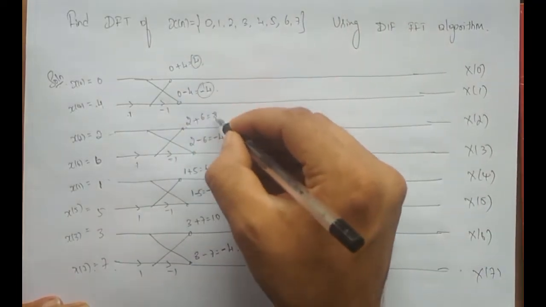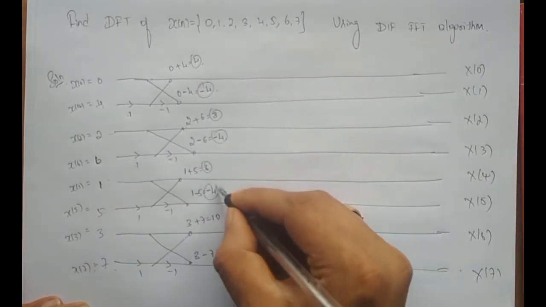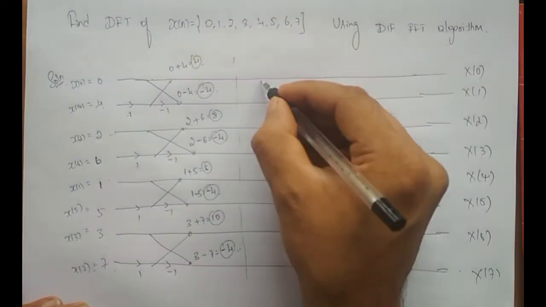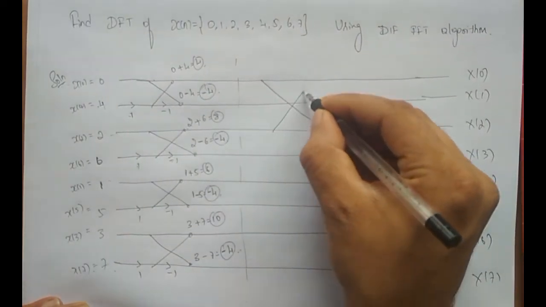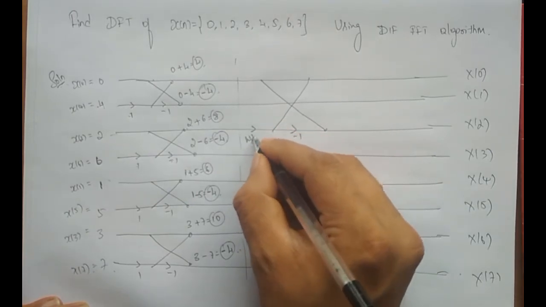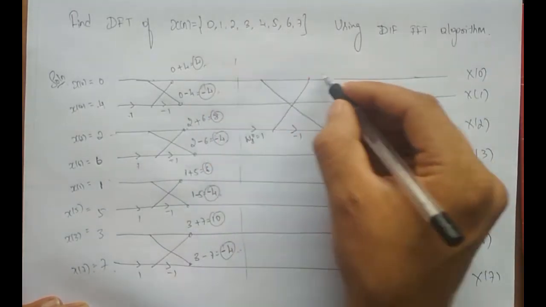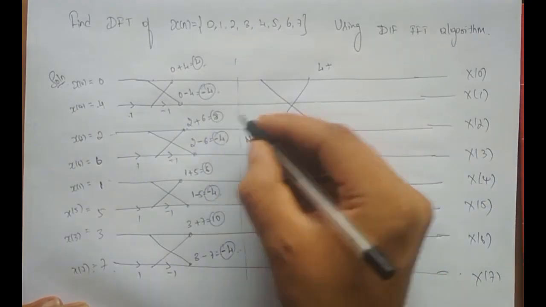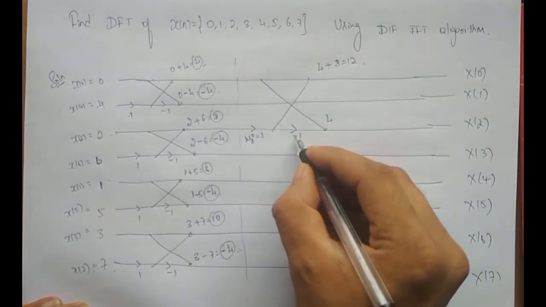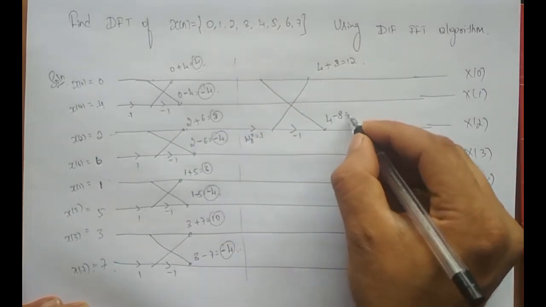So the first stage outputs are these. So this is about the first stage. Now the second stage. So minus 1, this is W8 power 0, which is equal to 1, right? So I have 4 coming here, added with 1 times 8, which is equal to 12. So I have 4 coming here, subtracted with 1 times 8, which is equal to minus 4.